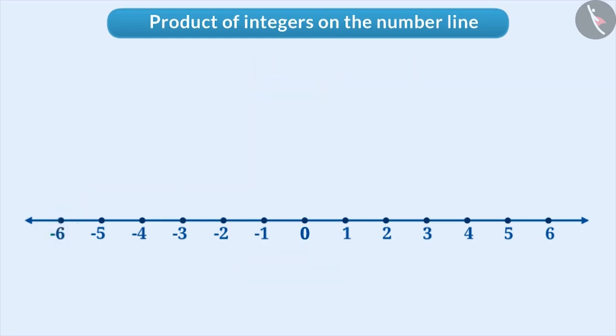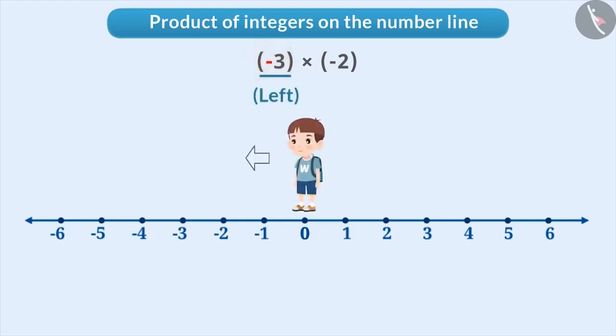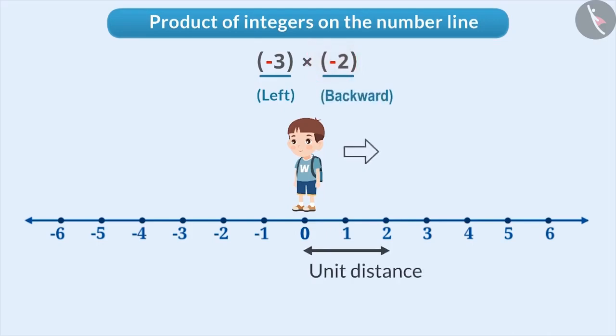In minus 3 into minus 2, the first number is negative. That means the person is looking towards left. And since the second number is also negative, he will take 3 steps of 2 unit distance in a backward direction. Therefore, the result of multiplication will be positive 6.